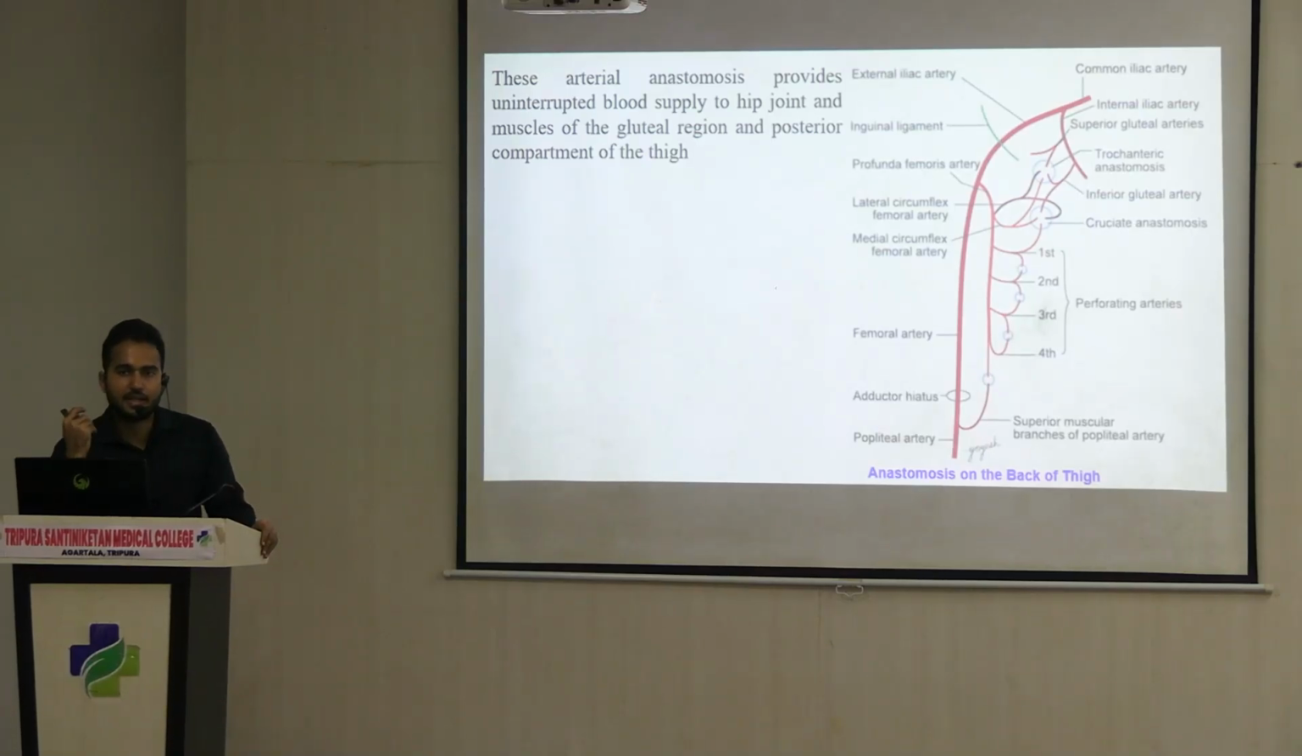Whenever you are studying any compartment, studying only the muscle is not the way. Along with the muscles, what are the other structures present? That also you have to study and know. They have clinical significance.